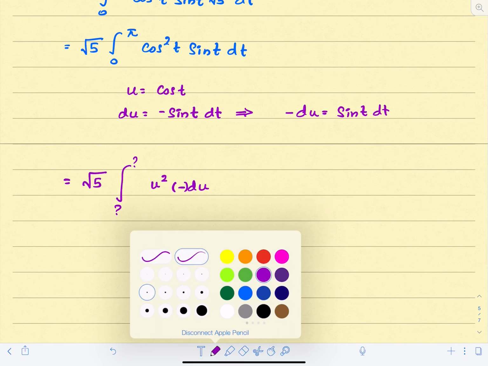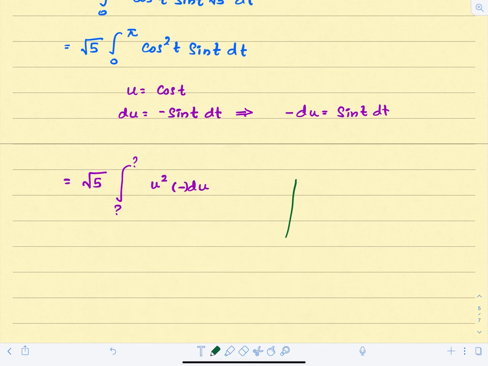Now let's update our limits. Okay. My variable t goes from 0 to pi, but our new variable is u. Okay, u equals cosine t. Okay, when t equals 0, u equals cosine of 0, cosine of 0 is 1, therefore u is 1. When t equals pi, cosine of pi becomes -1, therefore u equals -1.